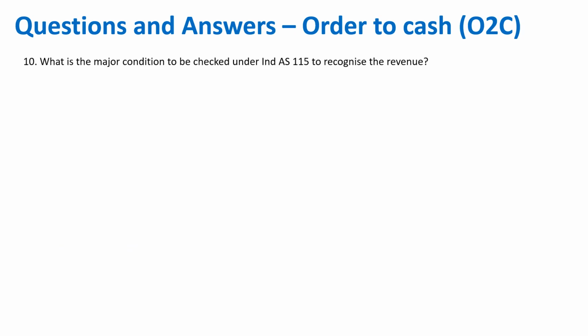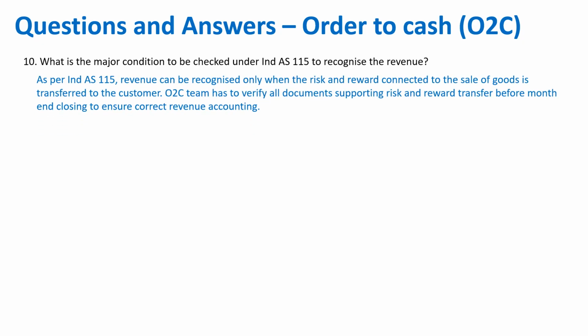Question. What is the major condition to be checked under Ind AS 115 to recognize the revenue? As per Ind AS 115, revenue can be recognized only when the risks and reward connected to the sale of goods is transferred to the customer. The O2C team has to verify all documents supporting risks and reward transfer before month-end closing to ensure correct revenue accounting. So the key words here are that risks and reward connected to the sales have to be transferred before the revenue is recognized in the books of accounts.